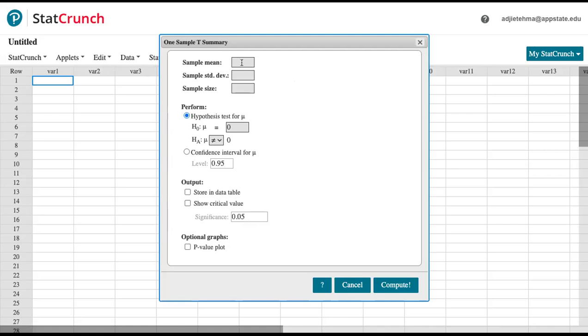So let's input our sample mean. Our sample mean is what? 0.0913. Is that okay? Then we proceed to input our sample standard deviation, which was what? 0.0495. Is that okay? What is the sample size? 150.